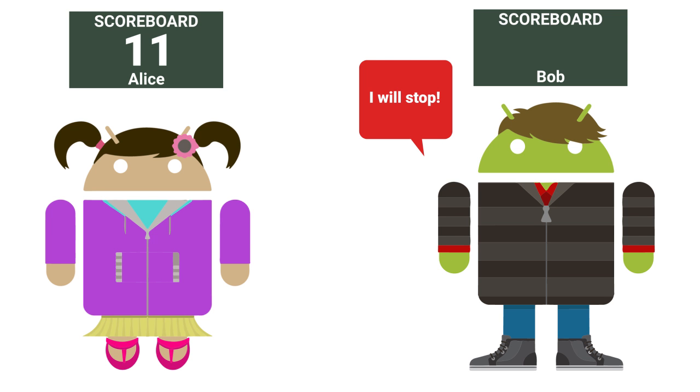It's Bob's turn to roll. He gets a 3. He decides to end his turn and take his 3 points.